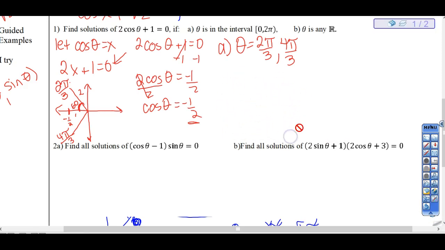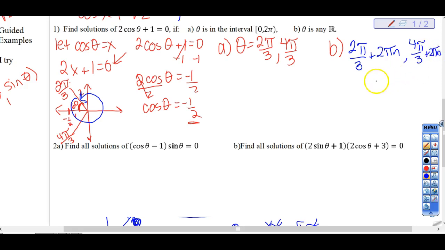Theta is any real number, so now I want all the solutions. So Devin, this would be one of those situations where we would ask, are they on the same line? No. So we would do plus 2 pi n for each of them. So 2 pi over 3 plus 2 pi n and 4 pi over 3 plus 2 pi n, and state that n is an element of the set of integers.